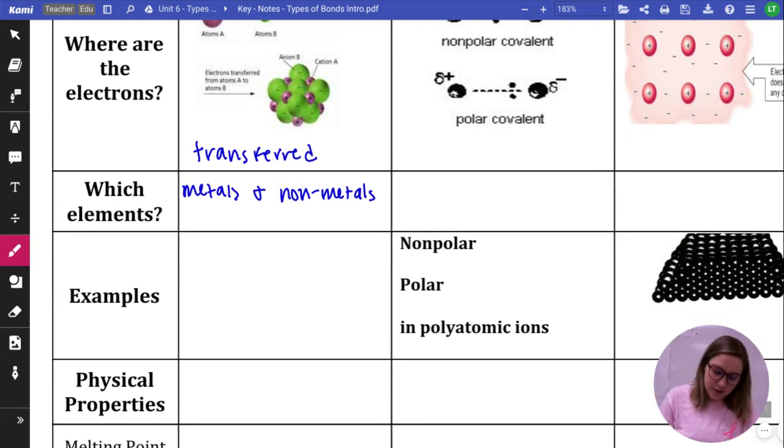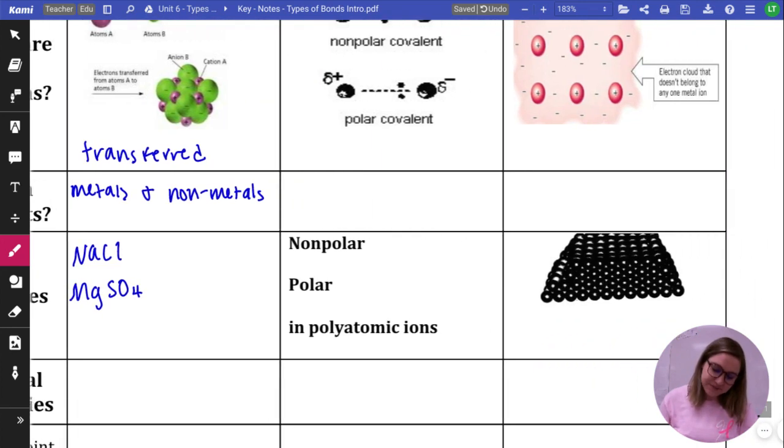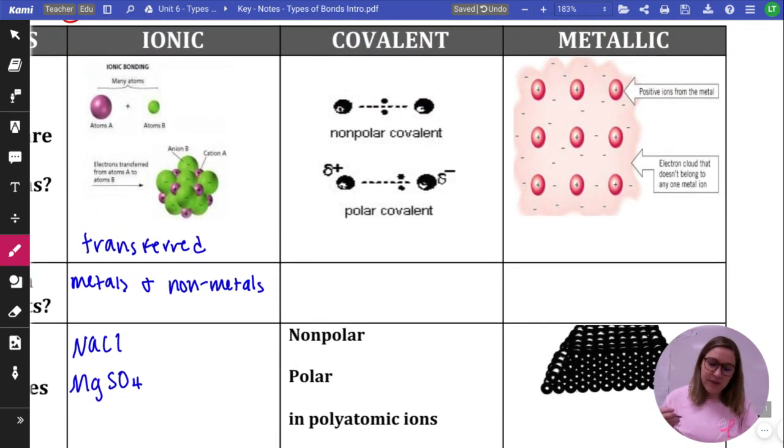Some examples are like sodium chloride, NaCl, that's table salt. Another one that you guys might be familiar with is magnesium sulfate, MgSO4. That is Epsom salt. Those are like two big ones that you would see outside of class, but a lot of substances are ionic compounds beyond just those. All right, then we have covalent, and in covalent, electrons are shared. And we'll talk about this much more in a later unit, but they can be shared in two different ways.